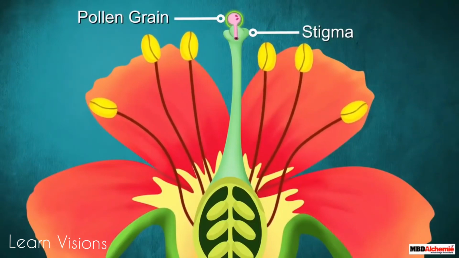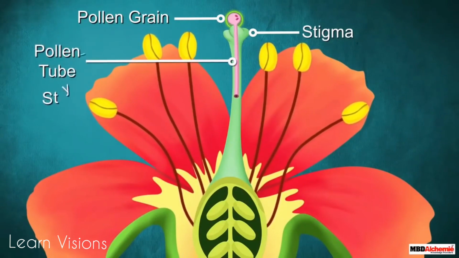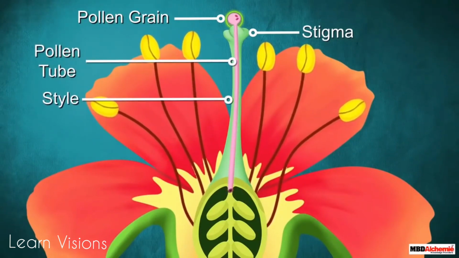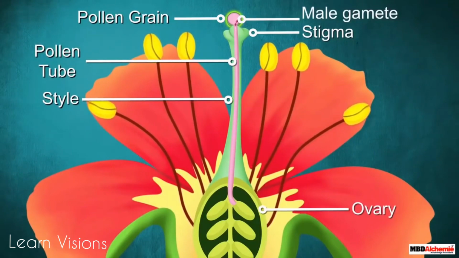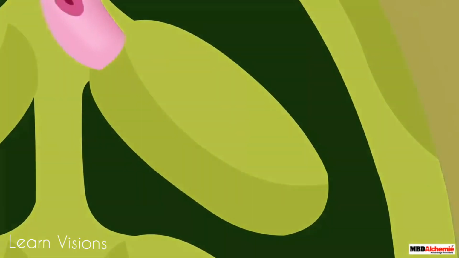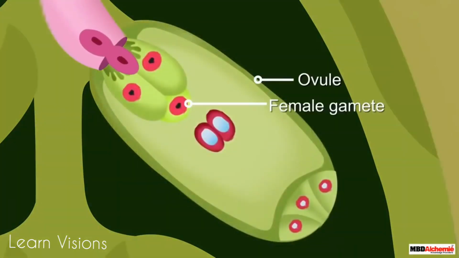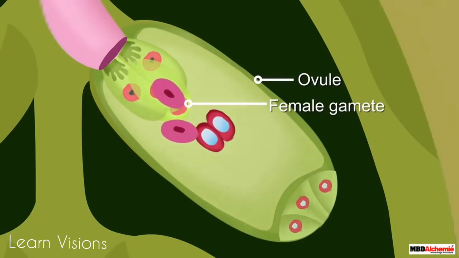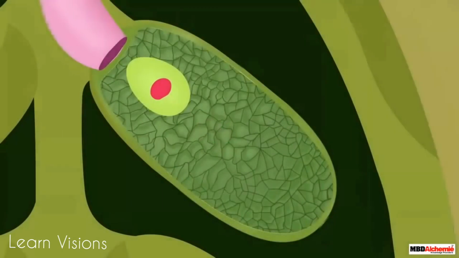When the pollen grain from the stamen reaches the stigma, it travels through the tube called style and reaches the ovary. The male gamete of the pollen grain reaches the ovary and fuses with the egg cell present in the ovule. This fusion forms a zygote through the process of fertilization.